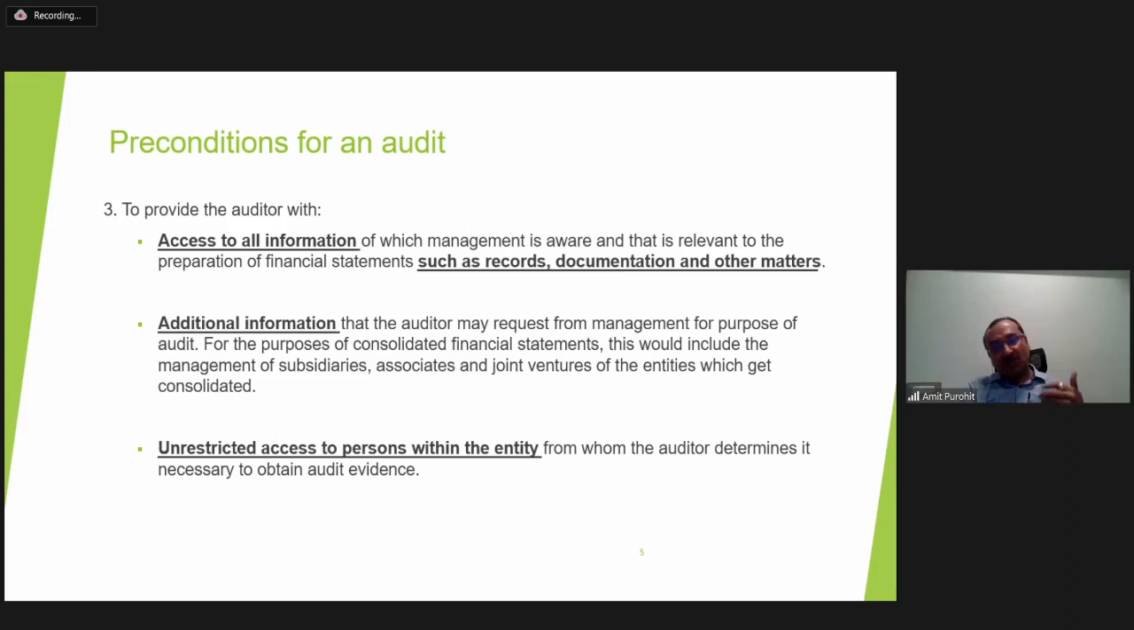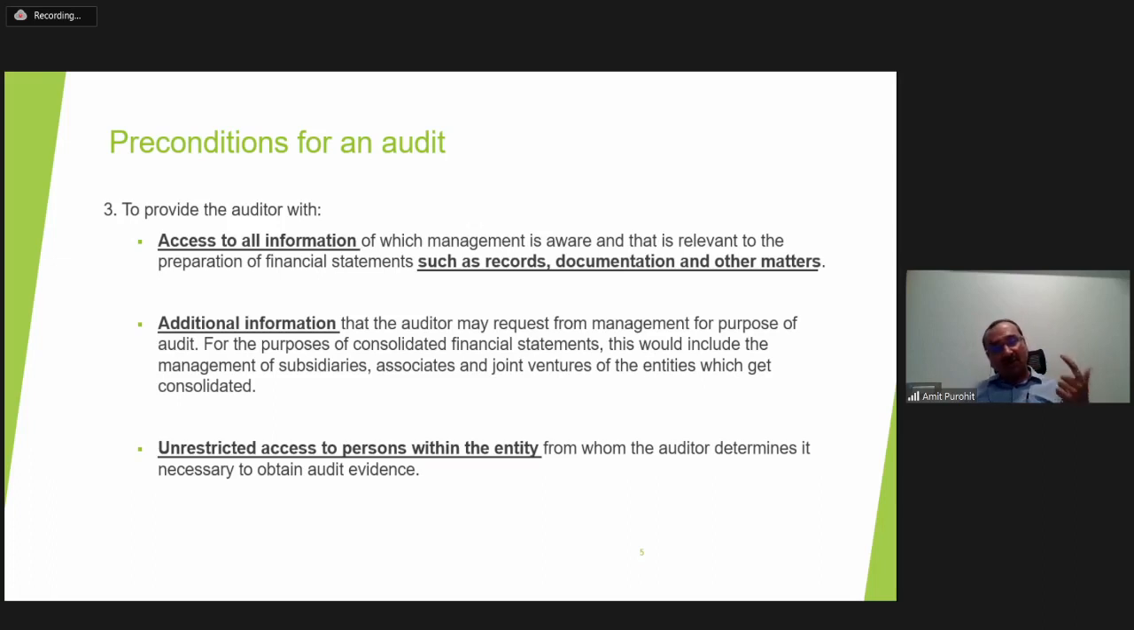Then management has to also provide the auditor with certain additional information that the auditor may request for the purpose of the audit. For the purpose of consolidated financial statements, this would include the management of the subsidiaries, associates, and joint ventures of the entities which get consolidated. So for example, if the auditor is doing the audit of a particular standalone entity, then it would include the information from the management. However, if the auditor is issuing the audit report on consolidated financial statements, then he would also like to seek information from the management of the components which are getting consolidated in the consolidated financial statements.